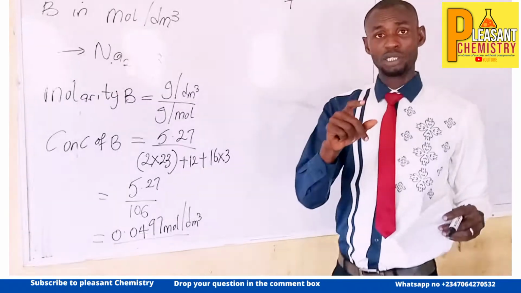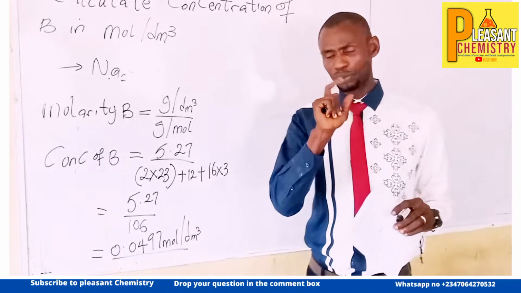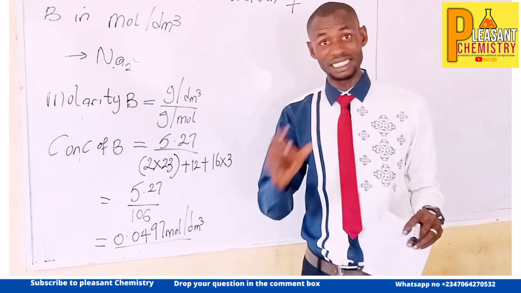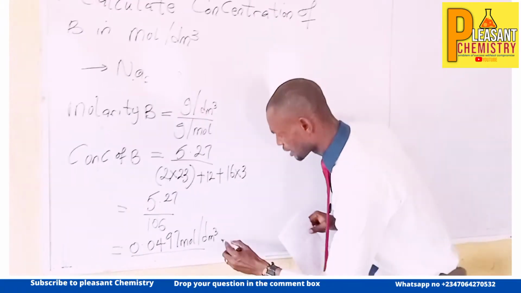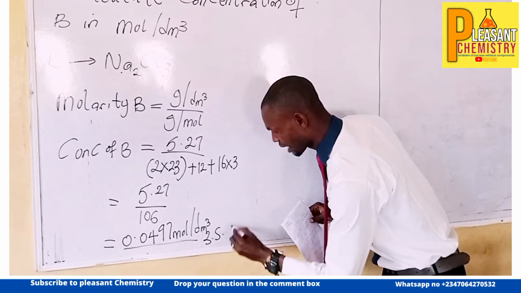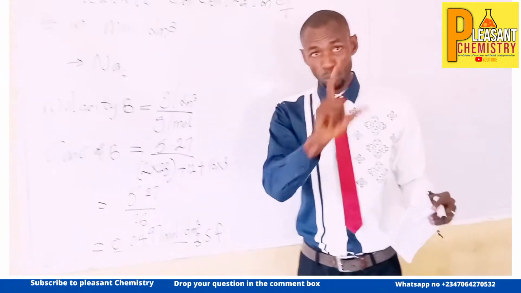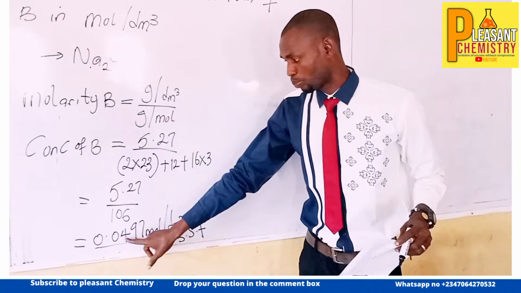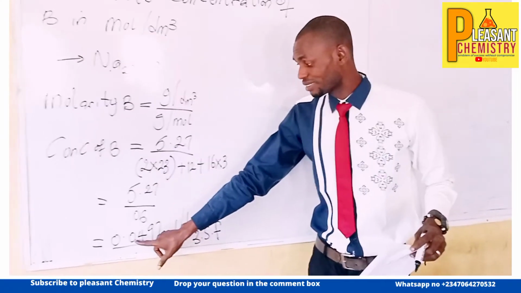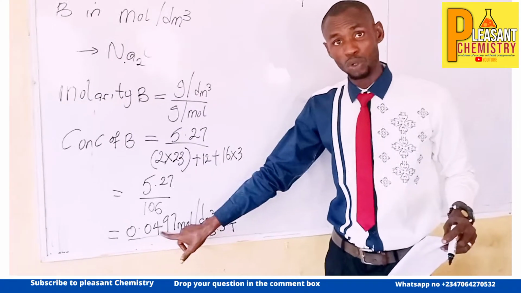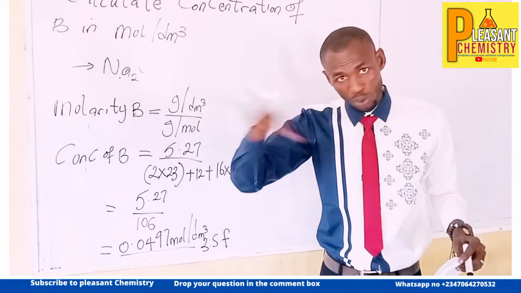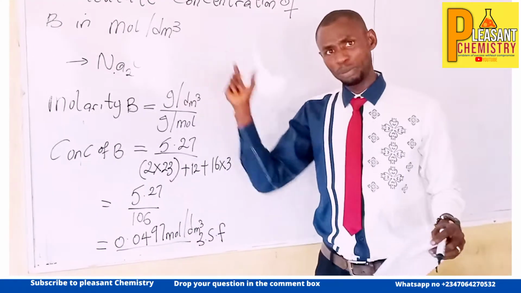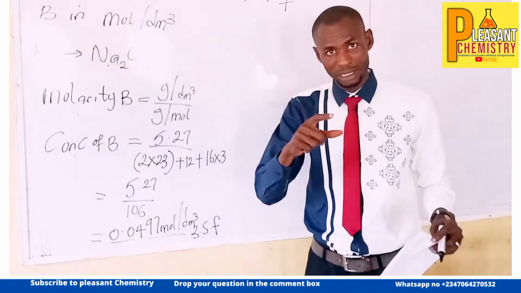Now remember, if you are calculating mole per dm cube, make sure that your final answer is in 3 significant figures, if you are calculating your molarity. But you will observe that I have 0 before 4. If you have a 0 before a real figure, you nullify that 0. It's not a figure yet, unless that 0 comes after a real figure like 1, like 2.